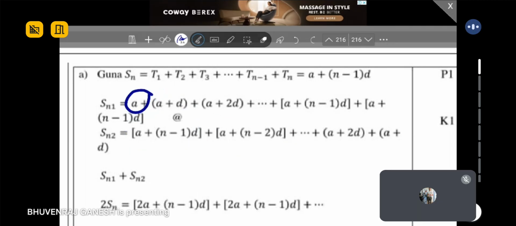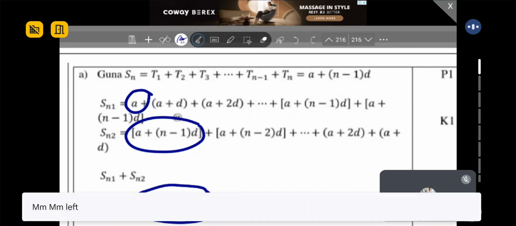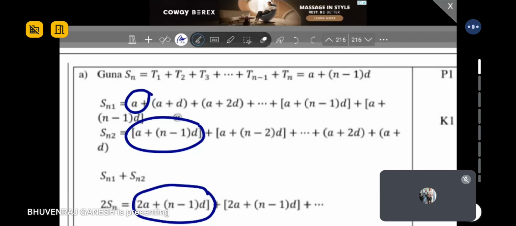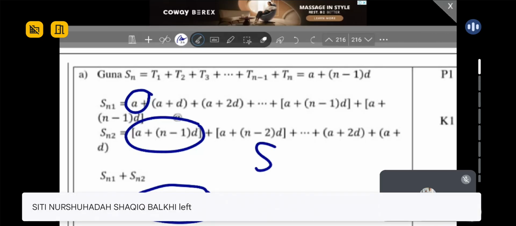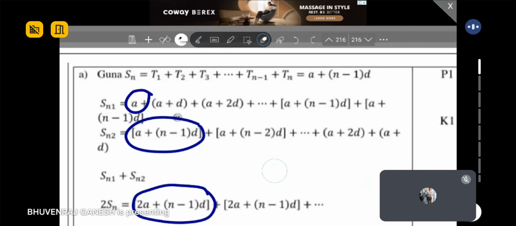You try and see. A plus n minus 1d. You get this one, right? 2a plus n minus 1d. X minus x equals 0. X, yes. Konsep dia macam tu, betul. Kamu boleh anggap SN1 sama dengan SN2 sama dengan X. You guys can assume like this. So that's why I say, tak boleh tolak sebab kosong. Okay? Alright. So next one.